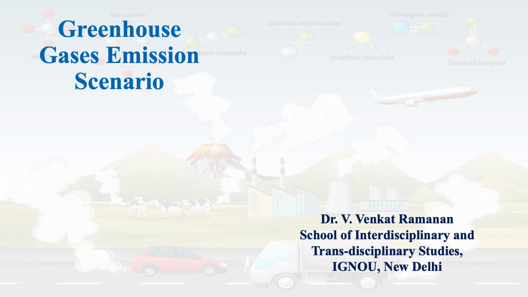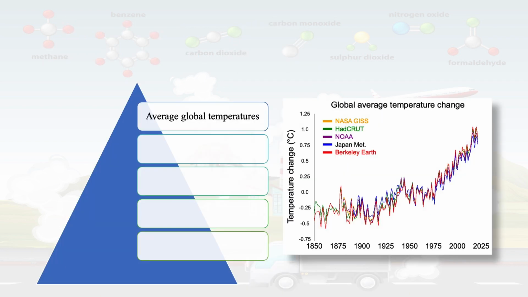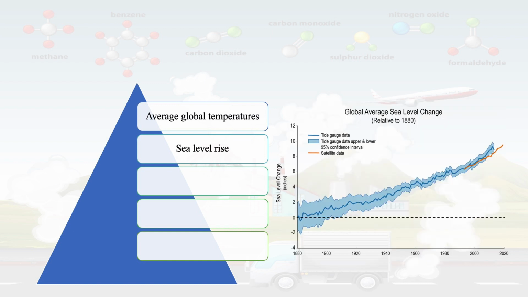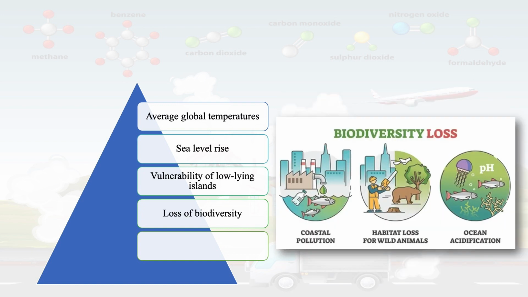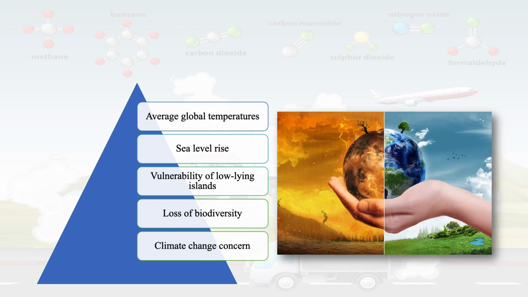Hello learners. Today we'll be discussing greenhouse gas emission scenarios. We know that increasing average global temperatures, the rising of sea level and submerging of low-lying islands, the loss of biodiversity and shrinking of hotspots all over the world have led to increasing distress about the changing climates.